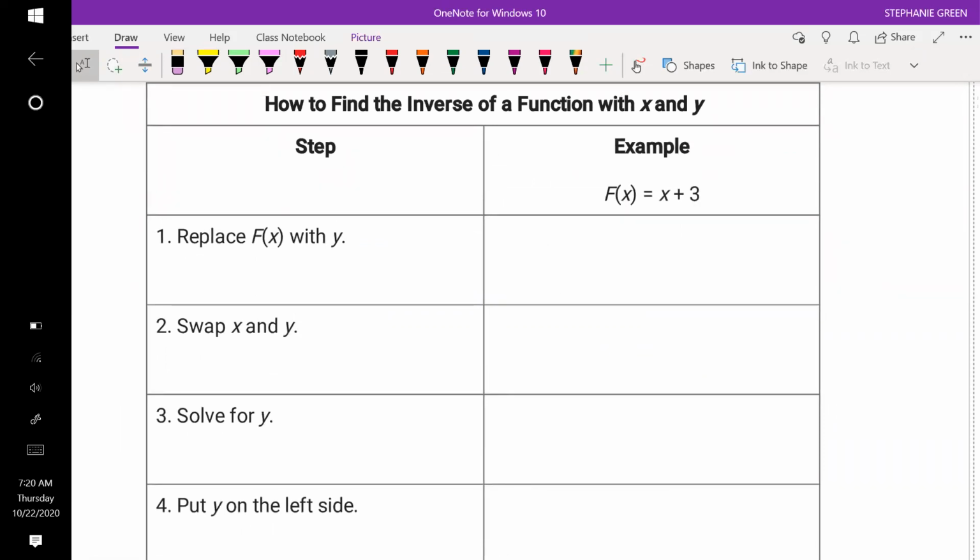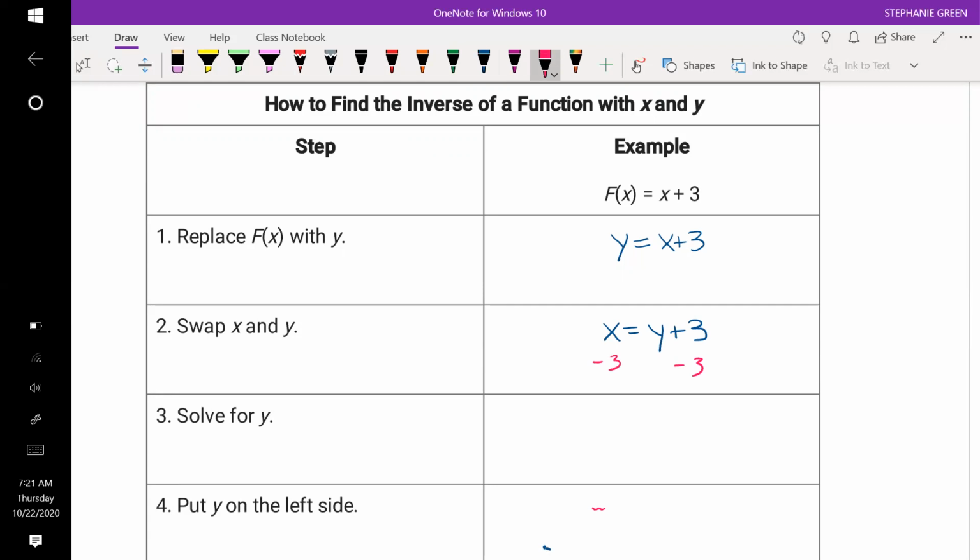So the first step is to replace f of x with y. So f of x equals x plus 3 becomes y equals x plus 3. And then we're going to swap out x and y. So y equals x plus 3 becomes x equals y plus 3. And then we solve for y, meaning I just need to get y by itself on the left side of that equation. So I can do that by subtracting 3 from both sides of my equation.